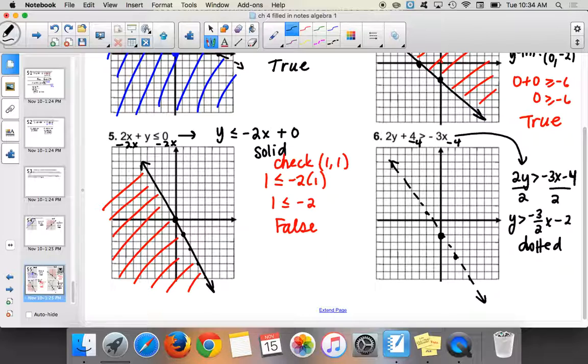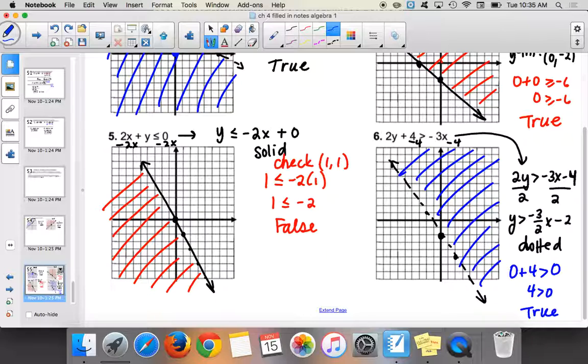And then we pick a point that's off the line. So in this case, 0, 0 is not on the line. If you weren't sure, if you're like, it looks a little close to 0, 0, you can always try something else, right? So if I try 0, 0, you can check in the original or the final result. I usually check in the original. So I have 0 plus 4 is greater than 0. So 4 is greater than 0, which is true. So we shade up here. And that's our final answer.